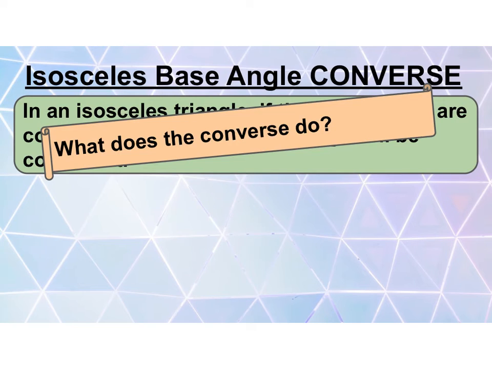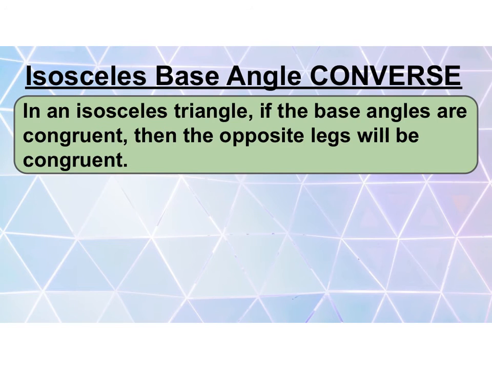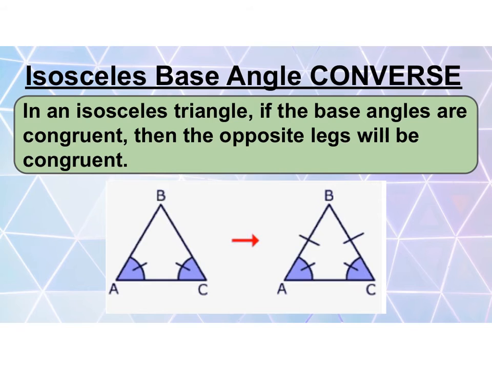Isosceles base angle converse. This goes back to logic, and what does converse do? Converse switches it, so switches the order. Converse says, okay, if the base angles are congruent, start with the base angles, then the legs must also be congruent. So we reverse our picture. Here my base angles are congruent, therefore I can conclude that my legs must be congruent.